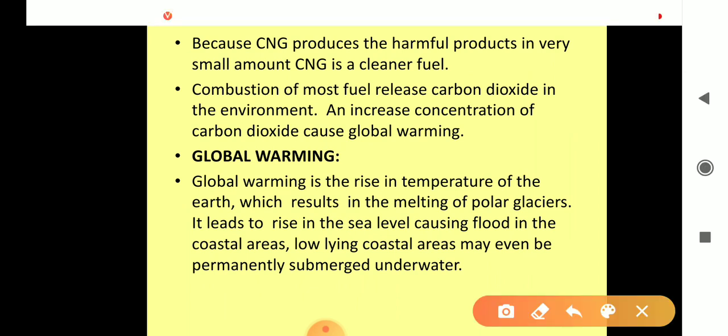Combustion of most fuels releases carbon dioxide in the environment, which causes global warming. What is global warming? It is the rise in the temperature of the earth. This results in the melting of the polar glaciers, and due to the melting of the glaciers, the sea level will rise, and it will cause floods in coastal areas or low-lying areas, and they may even be permanently submerged under water.